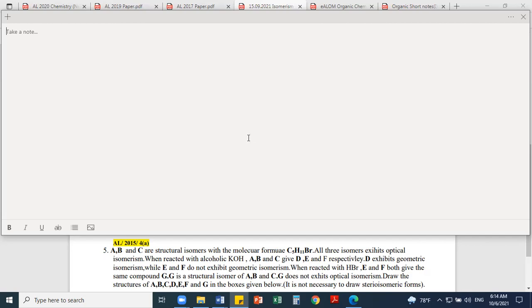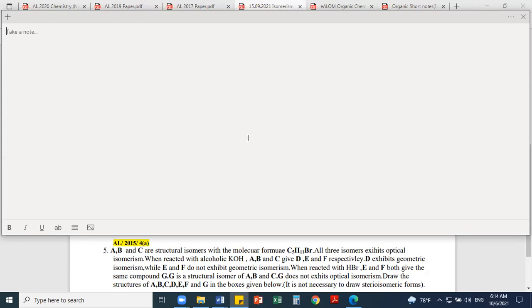ABC are structural isomers with molecular formula C5H11Br. Now you can see one hydrogen. So if you replace that bromine with hydrogen, it will definitely be an alkane. Now here, replaced with Br, that means alkyl bromide. Such compounds are called what? Alkyl bromide. All 3 isomers exhibit optical isomerism.